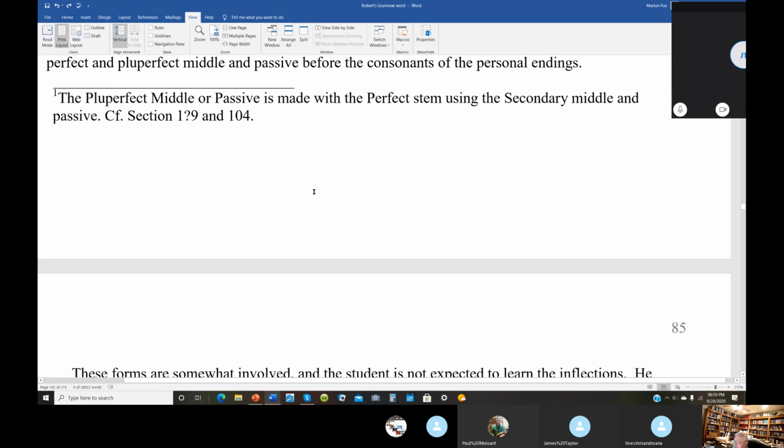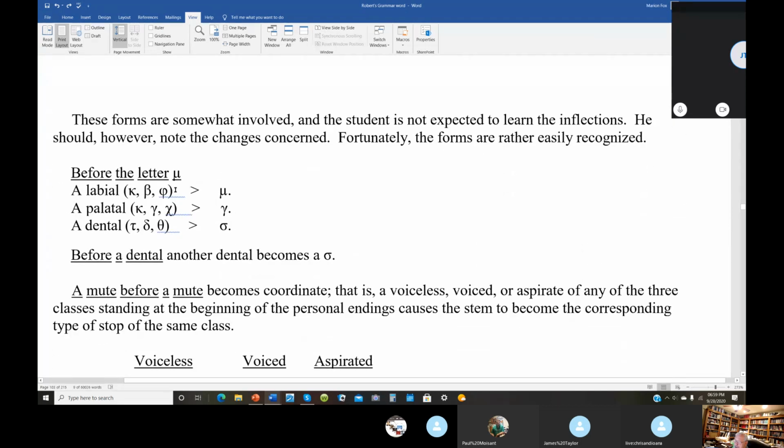Okay. So let's come down here and see what they're saying. Before the letter mu, a labial, kappa, beta, and phi becomes mu. Okay. A palatal, kappa, gamma, and chi, and that's in your palate, see? That becomes a gamma. And a tau, delta, theta, those are dental. You can feel them on your teeth when you sound them. That's called dental. And then it becomes a sigma. So if you have a dental before a dental, another dental becomes a sigma, okay?